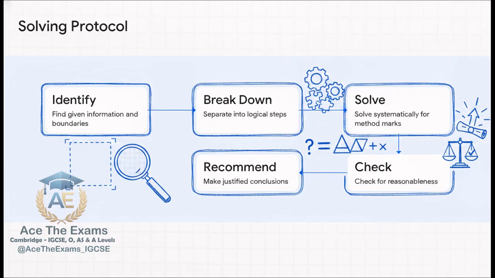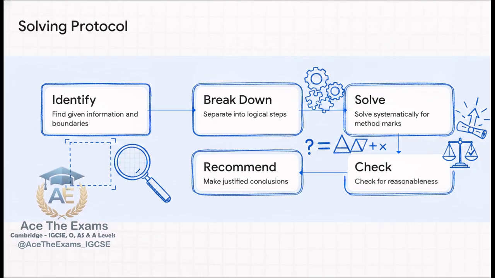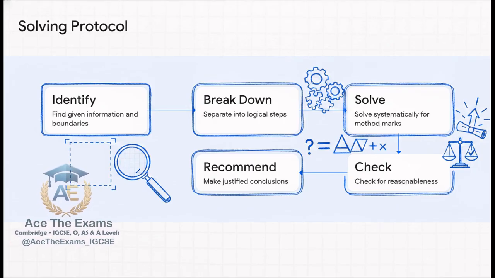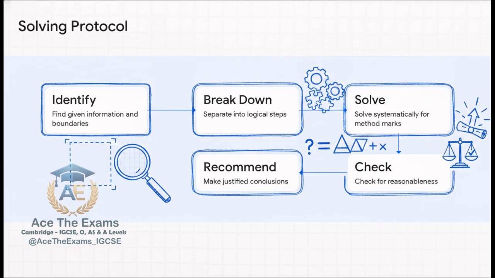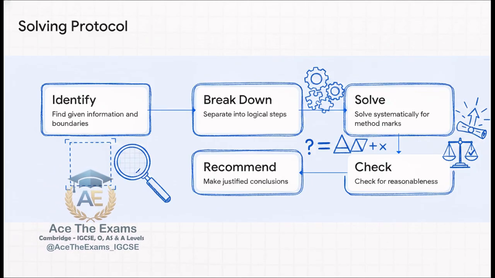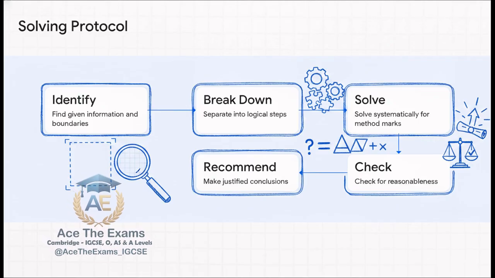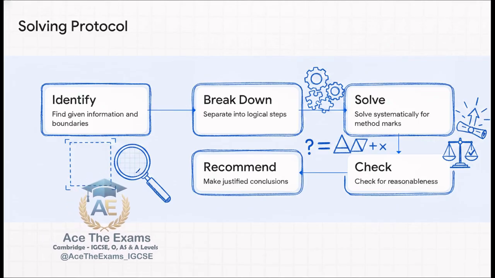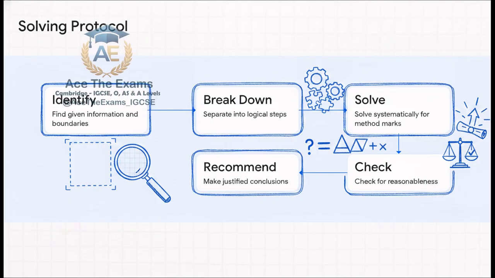There are 3 rules that guarantee top marks here. Rule 1, command word decoding. You must start by identifying the given information and exactly what the verb in the prompt is asking you to do. Rule 2, Peel framework application. Break the composite function down into logical steps and solve it systematically, ensuring you capture every single method mark along the way. Rule 3, the time management matrix.